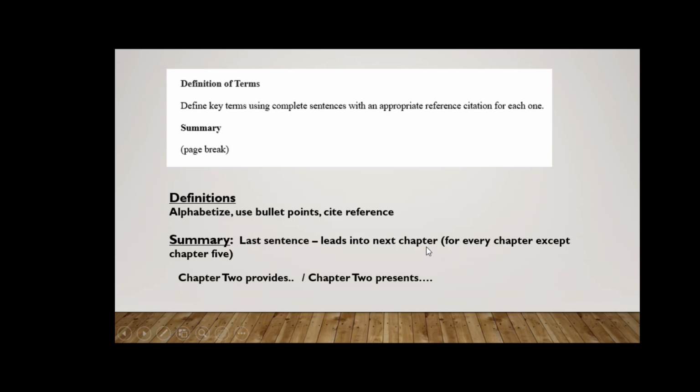Okay, and we do that for every chapter except chapter 5. So the last sentence of chapter 1 will be "Chapter 2 provides..." Notice here's where I said you could use that present tense: "Chapter 2 presents." That last sentence is always a lead-in to your next chapter. It's because sometimes your chapters could be separated, and if somebody is reading your research, they would know that this is from a larger study or that there's more information to come.